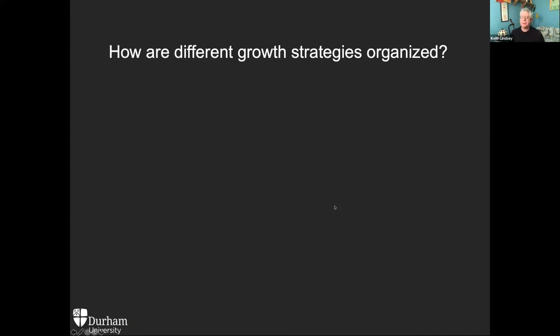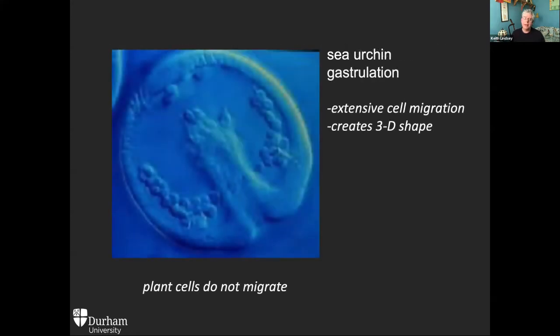Now, plants and animals have quite different strategies for developing this multicellularity. In animals, of course, a lot of shape is generated by cell migration. And we see this in an absolutely beautiful way in the way in which tissues, layers of cells move around in the developing embryo. And that creates three-dimensional shape through this cell migration. But plant cells don't do that.